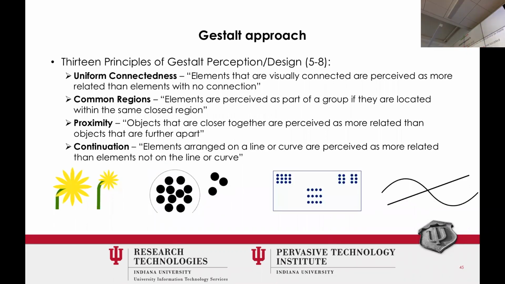For the other ones, so connectedness, right? So normally we might see these yellow things as being connected because they're both the same shape and same color, but we understand that they're touching this green thing here, which represents a stem, and we know a little bit about flowers to know that those go together.